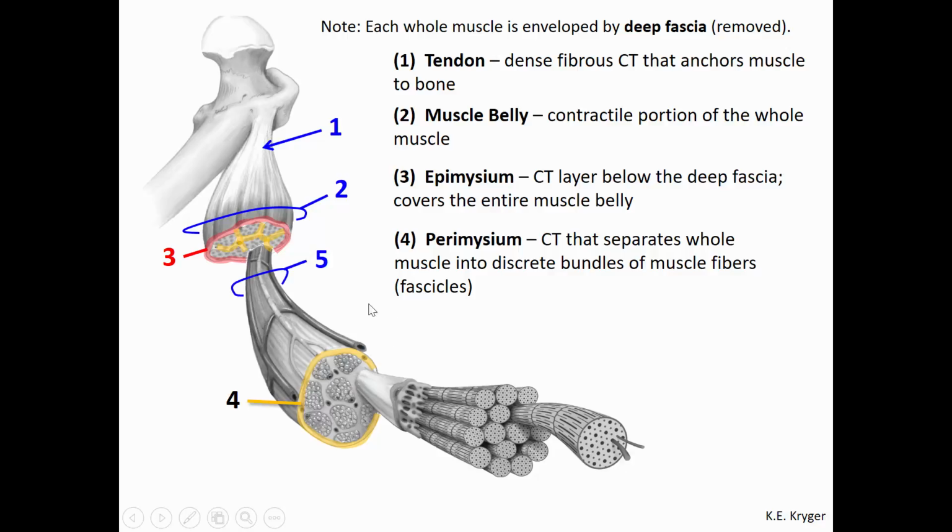So the fascicle is going to be our next structure, so number 5. Here's number 5. Number 5 is the fascicle. And a fascicle, again, is just a bundle of muscle fibers.